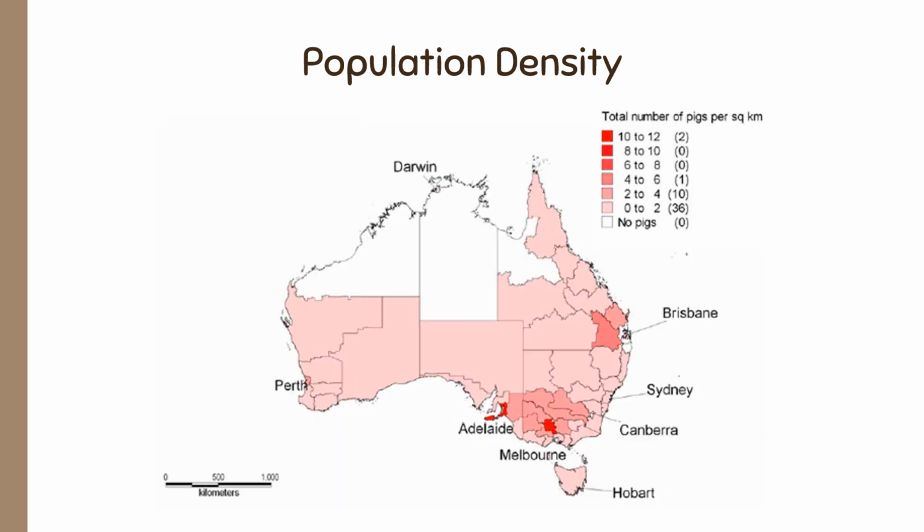Here is a map that shows density. So this is the number of pigs per square kilometre. The darker the red colour, the more pigs per square kilometre. So you can see there is a part of Victoria here and Adelaide where there is a high number of pigs compared to other parts of Australia.